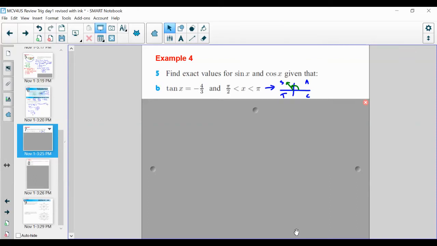Hello, everybody, and welcome to our lesson on trig review. This is part 2, where we're talking about the unit circle.